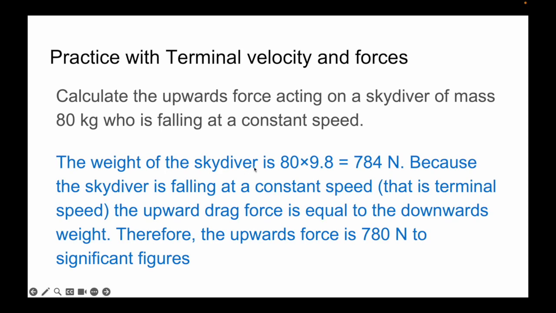Well, the weight of the skydiver is going to be our mg, so we end up with 784 newtons. Because the skydiver is falling at a constant speed, that's the terminal speed, the upward drag force is equal to the downward weight, so therefore the upwards force has got to be equal to this, which is 780 newtons, to our significant figures of 2 here. You might even say 1. Would you say it's 800 or 780? Maybe say 784. I like all those answers.